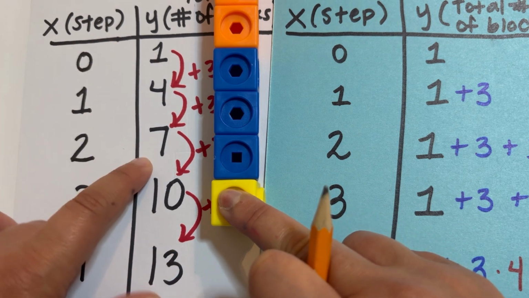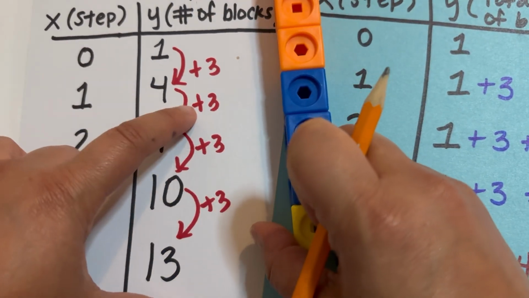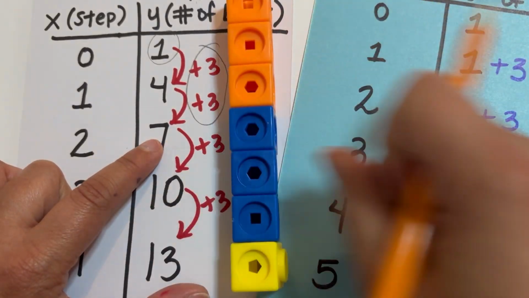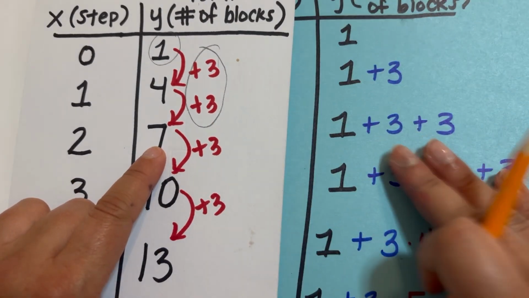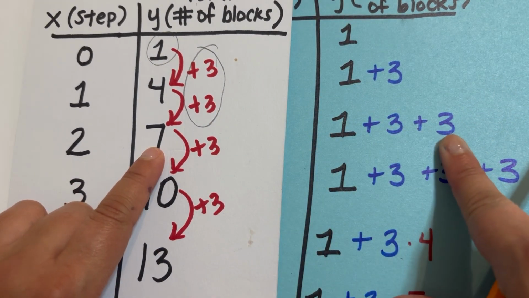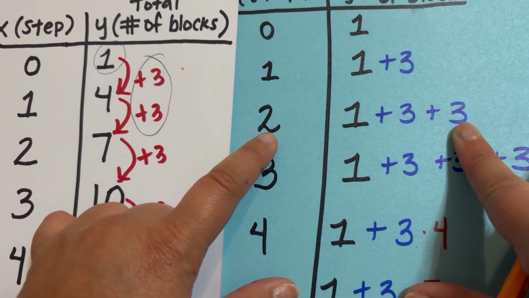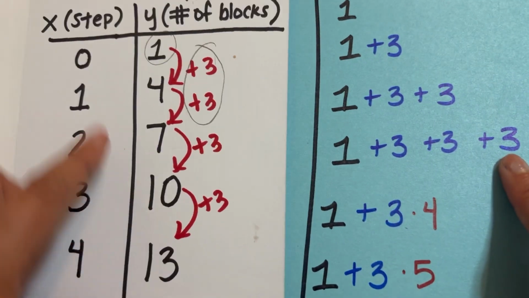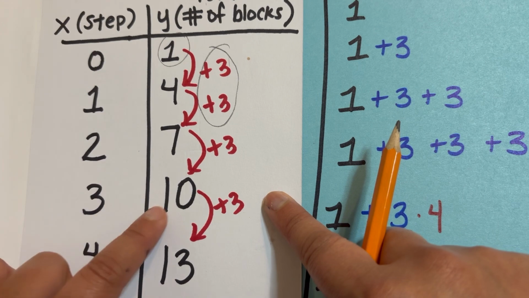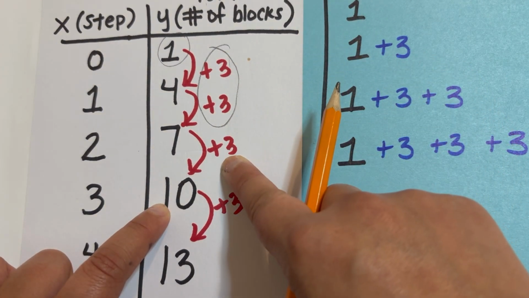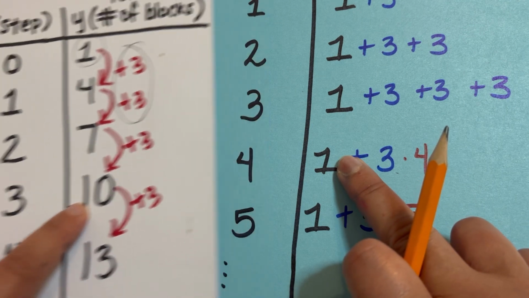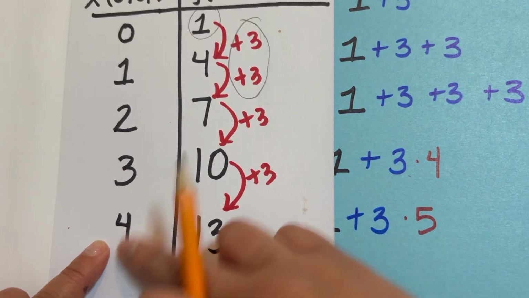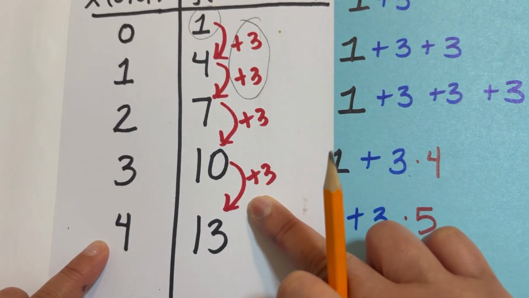If we skip over to step 2, we have to add 2 3s because 1 plus 6 is 7. So instead of writing 7, we're going to write 1 plus 3 plus 3 because we went to step 2. In step 3, we'll add 1 plus 3 plus 3 plus 3 because if we want to skip from step 0 to step 3, we'll need to add 3 times. Step 4, if we want to skip from step 0 to step 4, we have to do 1 plus 4 3s.